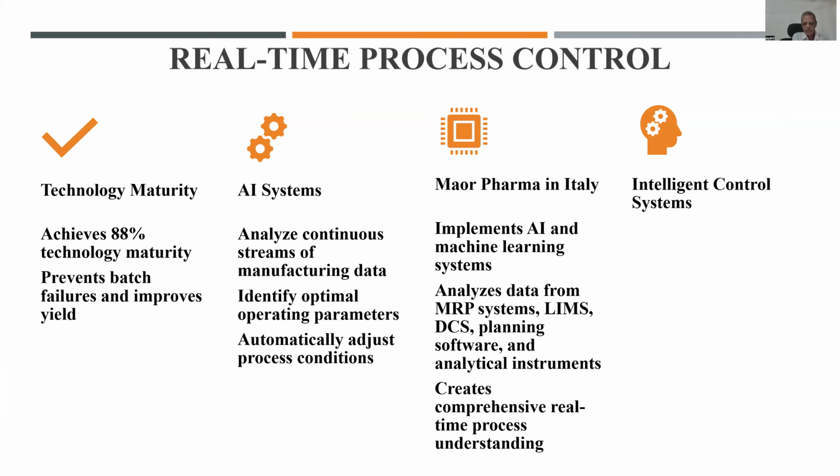It will prevent batch failures by predicting through AI. AI systems can really help with continuous streams of manufacturing data, identifying the optimal operating parameters and automatically adjusting the process conditions. There's an example where a major pharma company in Italy has tried this. They have implemented AI and machine learning, analyzing data from the MRP system, LIMS, distributed control systems, planning software, and analytical systems, which has really helped in comprehensive real-time process understanding. That is where we call it intelligent control systems, which can be designed and developed.